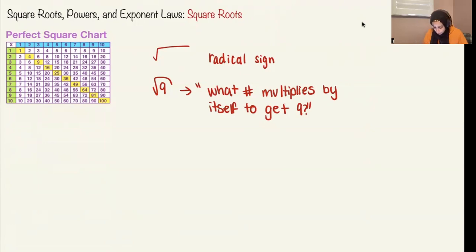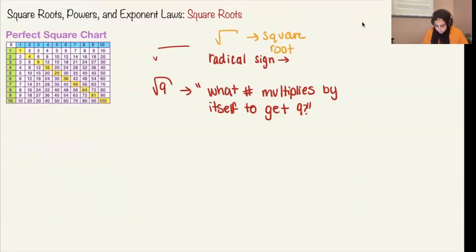So this is a radical sign, and the most common one that we're going to be talking about is the one with the imaginary 2. Technically, you don't need to draw that 2 in there. You could just go, boom, that is the square root. I don't have to draw this 2, but it's understood that there is a 2 over there.